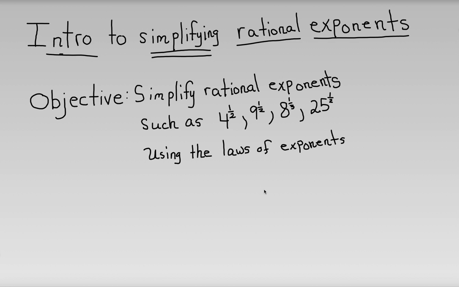Today, we're going to actually simplify rational exponents such as 4 to the 1/2, 9 to the 1/2, 8 to the 1/3, 25 to the 1/2. And we recognize those as square roots and cube roots. But today, we're going to understand why the square root of 4 is equal to 2, or why the square root of 9 is equal to 3. We're going to do that using the laws of exponents. Just stay tuned.